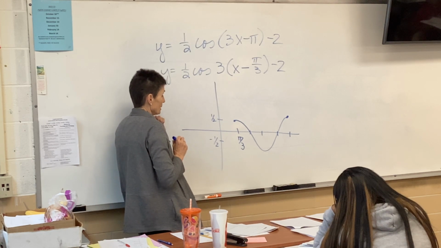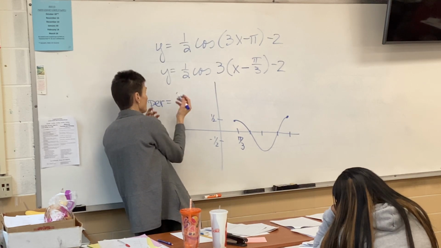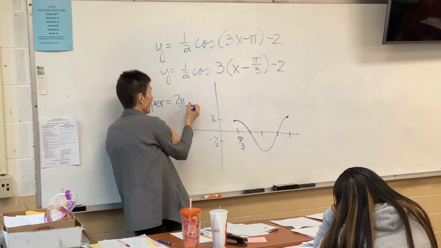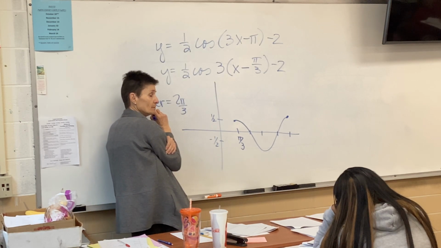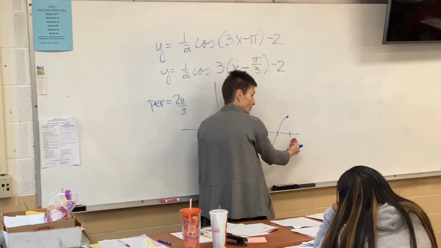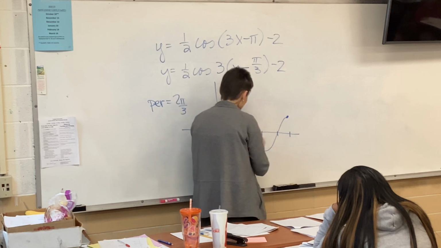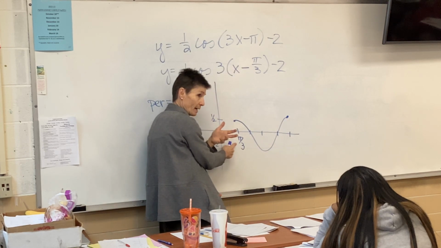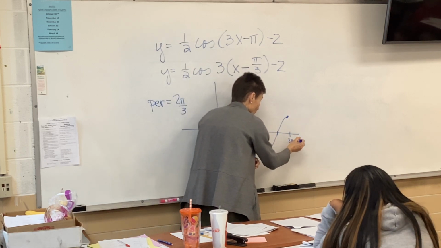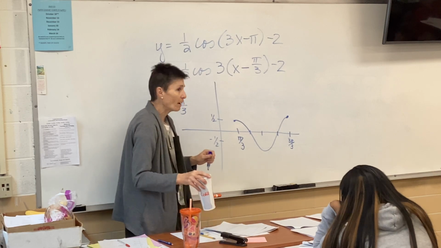Now, before I can figure everything else, I need to know my period. So my period should have been 2 pi, but I divided by 3. So here to here is 2 pi over 3. Since I started at 1 pi over 3, won't this be 3 pi over 3? Now, you're thinking, can't you just say pi? Yep, you sure can.